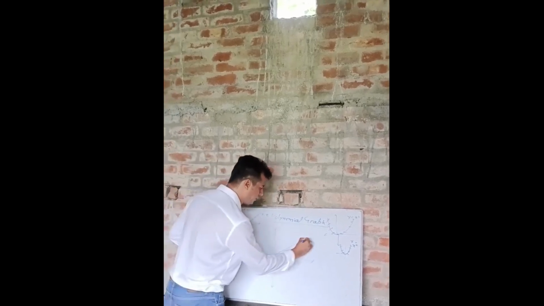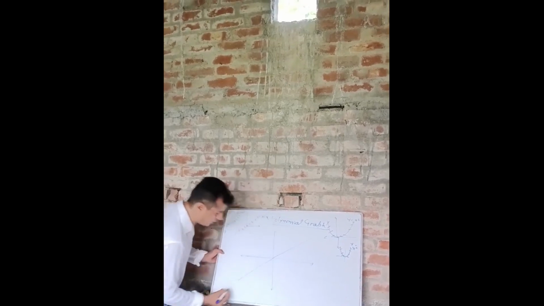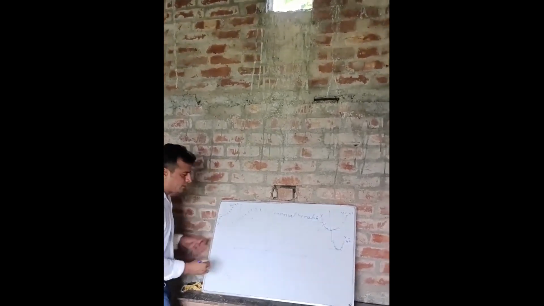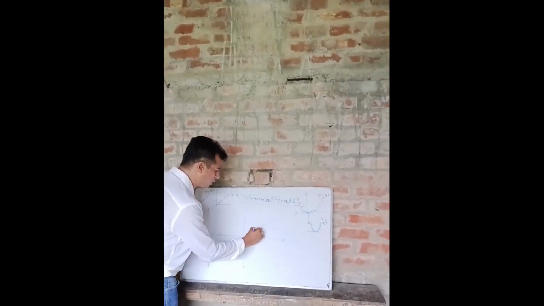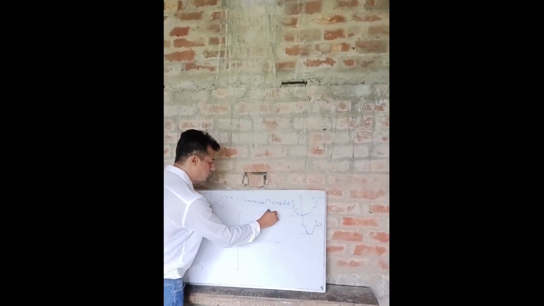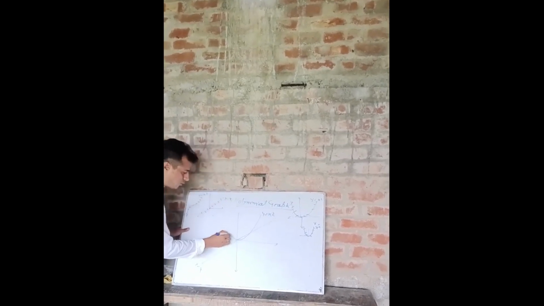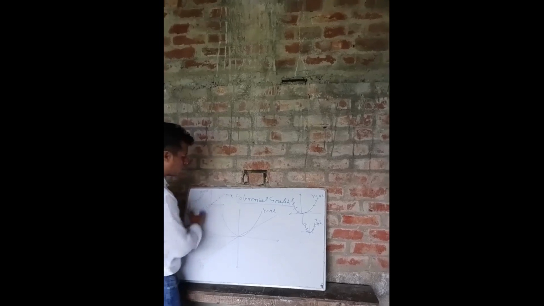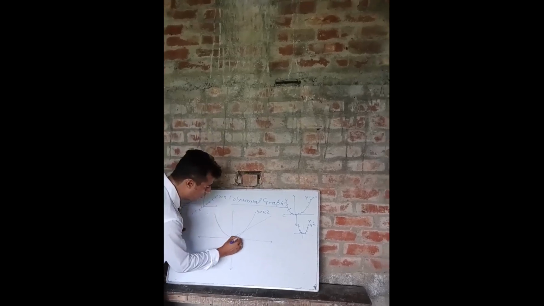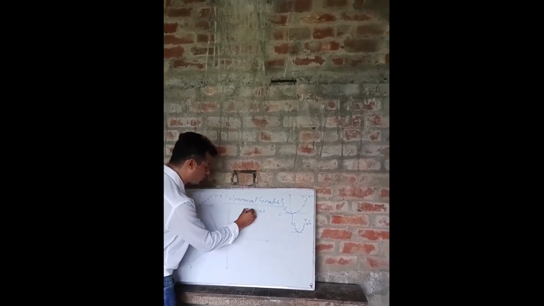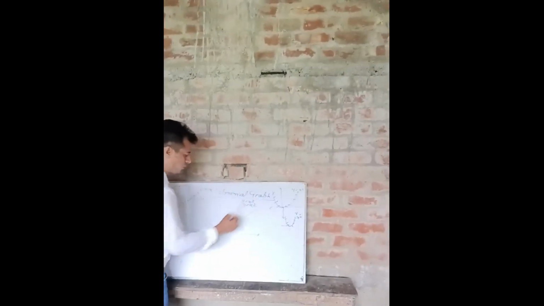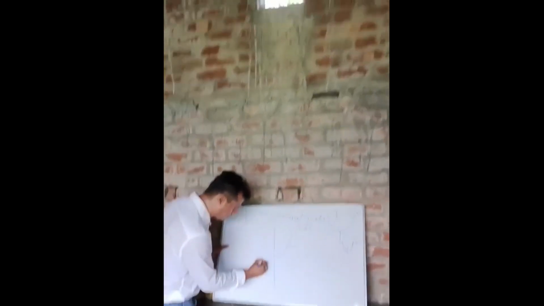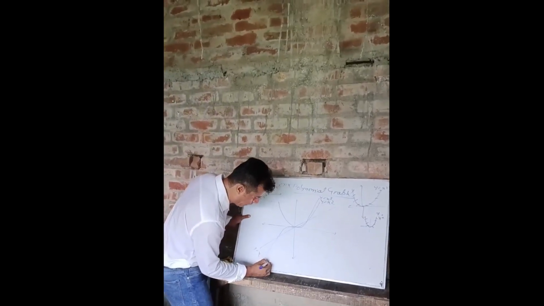This is y equals x, a perfect 45-degree angle. Now this is y equals x square. Now the third graph is y equals x cube. It will be steeper, going like this. Y equals x cube.